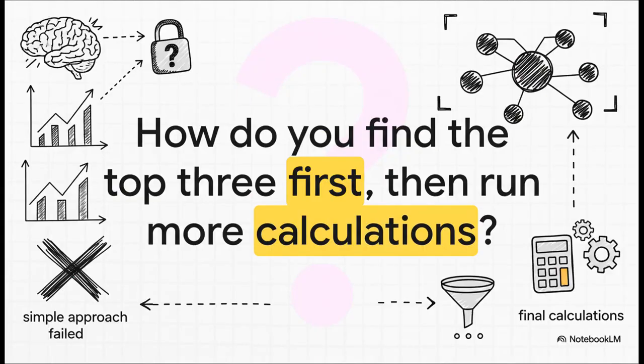And this right here, this is the heart of the whole problem. This is the question that causes the mental block. The simple, direct approach has totally failed, and now the pressure is really on to find a more sophisticated way to isolate that top group before you do the final calculations.